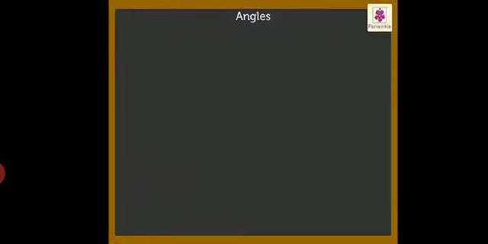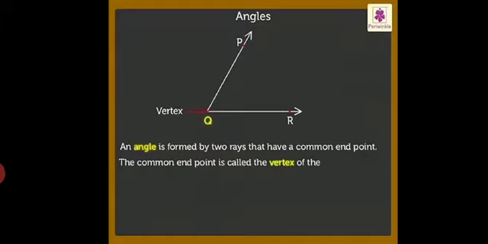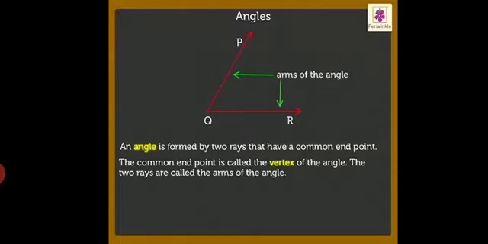Today, let's revise what we already know about angles. Some basic points about angles are: an angle is formed by two rays that have a common endpoint. So here Q is the common endpoint of ray QP and ray QR. Here the common endpoint Q is called the vertex of the angle. The two rays QP and QR are called the arms of the angle.